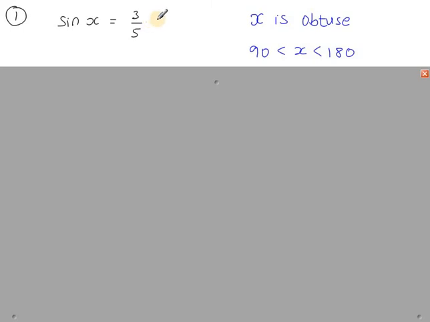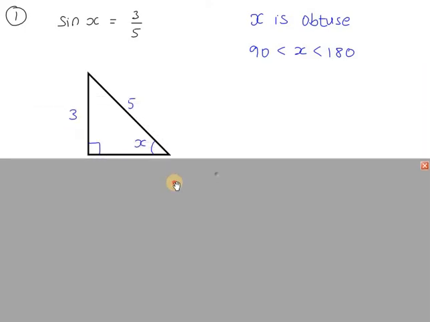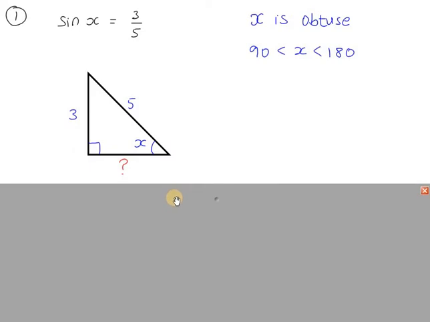Example 1. We're given the sine ratio for angle x, and angle x is obtuse, so it's in this interval between 90 and 180. To work out the exact cosine and tan ratios, we start off with a right angle triangle, and we represent the sine x ratio on this. So sine is opposite over the hypotenuse.